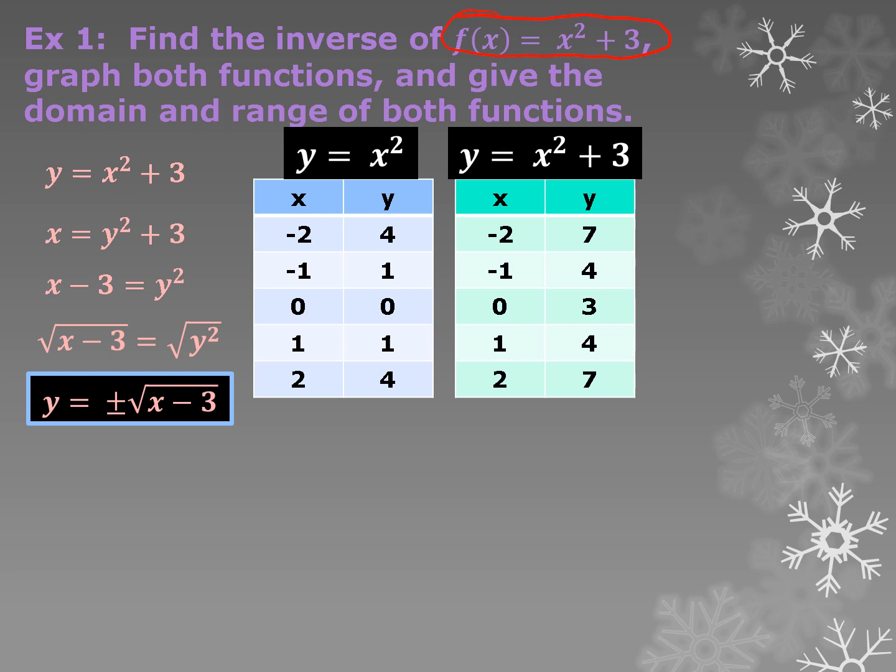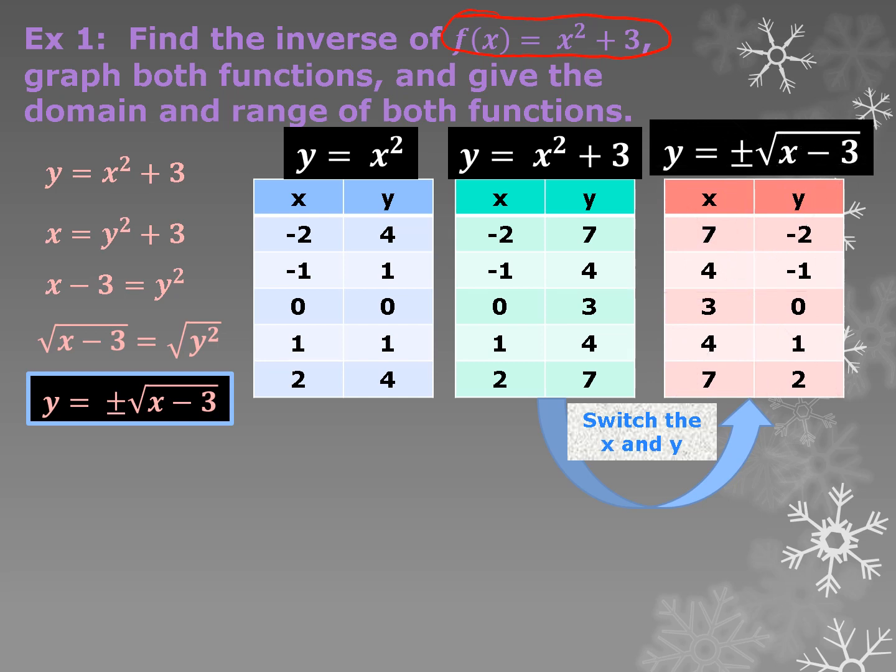Now, to find the points to graph the inverse, all you have to do is switch the x and y coordinates. So you don't need to go to the square root parent function and shift off of that. No. All you have to do is take the original function, flip the x's and y's, and now you have the graph of the inverse. So you take the original, switch the x's and y's, and now you have the table for the inverse.